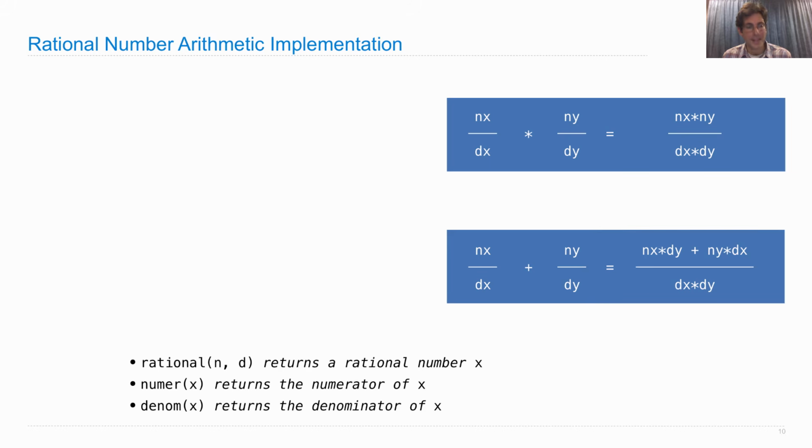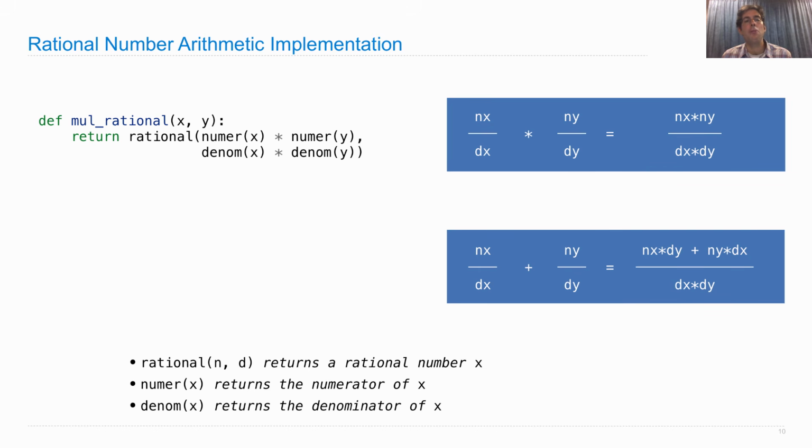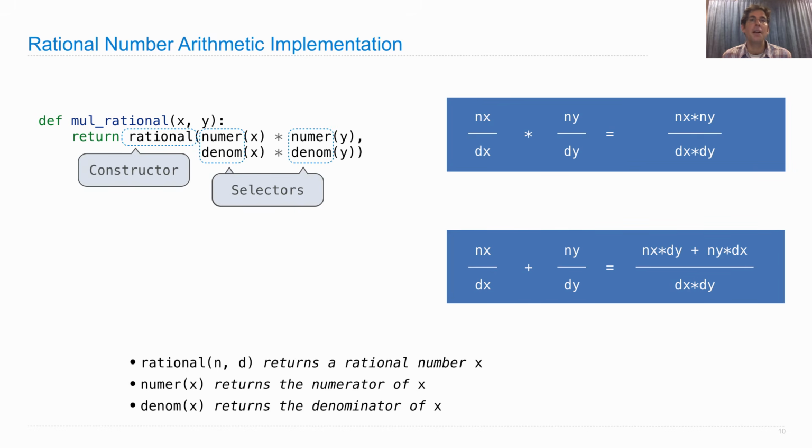How do we write code that does that? Well, we'll write it in terms of our constructor and selectors. So here's a function which multiplies together two rational numbers, x and y. It returns a new rational number, the numerator of which is the product of the numerators of the inputs, and the denominator is the product of the denominators of the inputs, just like our formula says. We see that we've used the constructor to create a new rational number, and we've used the selectors to select out the parts of x and y that we need in order to complete this formula.